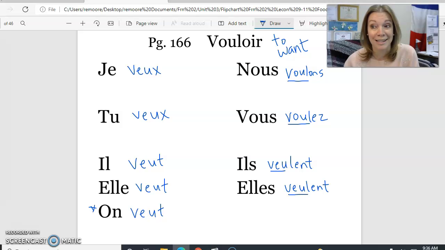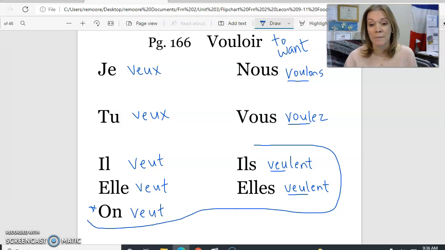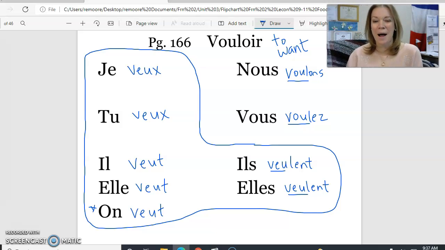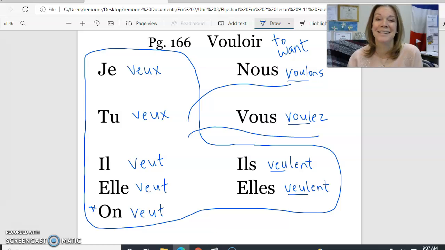Veulent, veulent. That's because, you guessed it, this verb is a shoe verb. We've talked about shoe verbs before, where if I circle the verbs that have the same stem, I'm circling all the verbs that match each other with that V-E-U stem. Oh, that's a nice one. You get the shape of a shoe or kind of a boot with a chunky heel. Shoe verb. All of these have the same stem. And nous and vous are the laces of the shoe because they tie back to the infinitive.